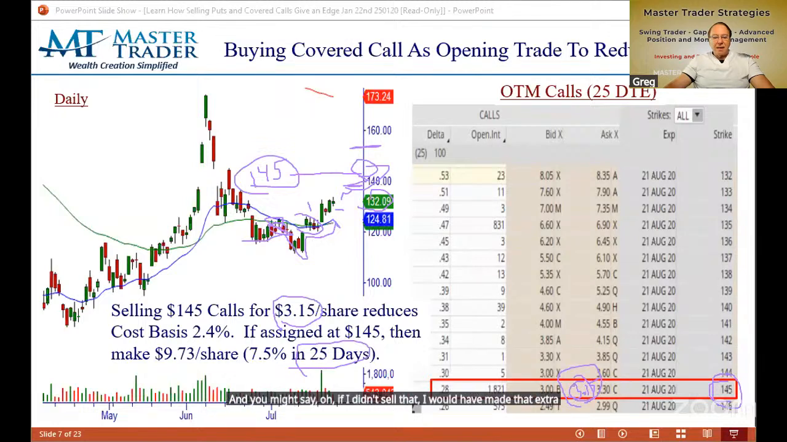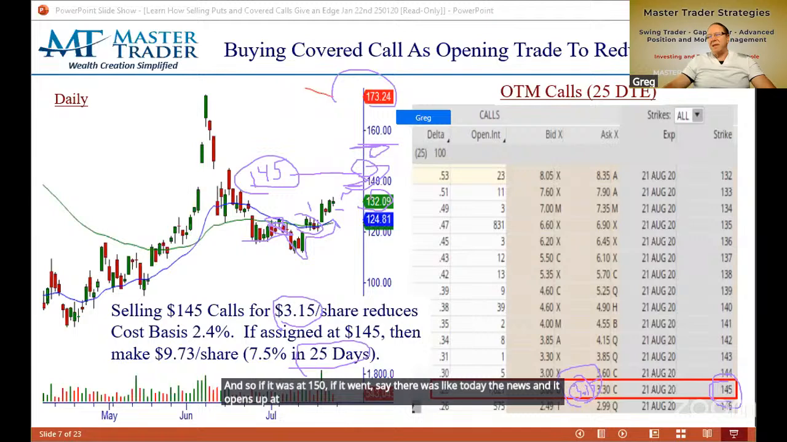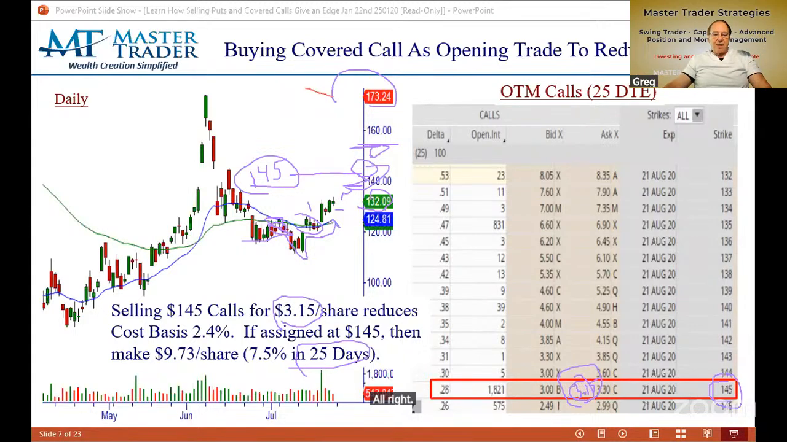But in reality, what you didn't make was the difference of $2, because you lowered your cost. Right? You didn't buy it at 132. You sold the call option. Your cost is 129 and change. And so if it was at 150, or say like today, there was news and it opens up at 173, you're going to be like, oh, Dan, why did we do that? But you see, that's the unknown. The thing is to understand the strategy.